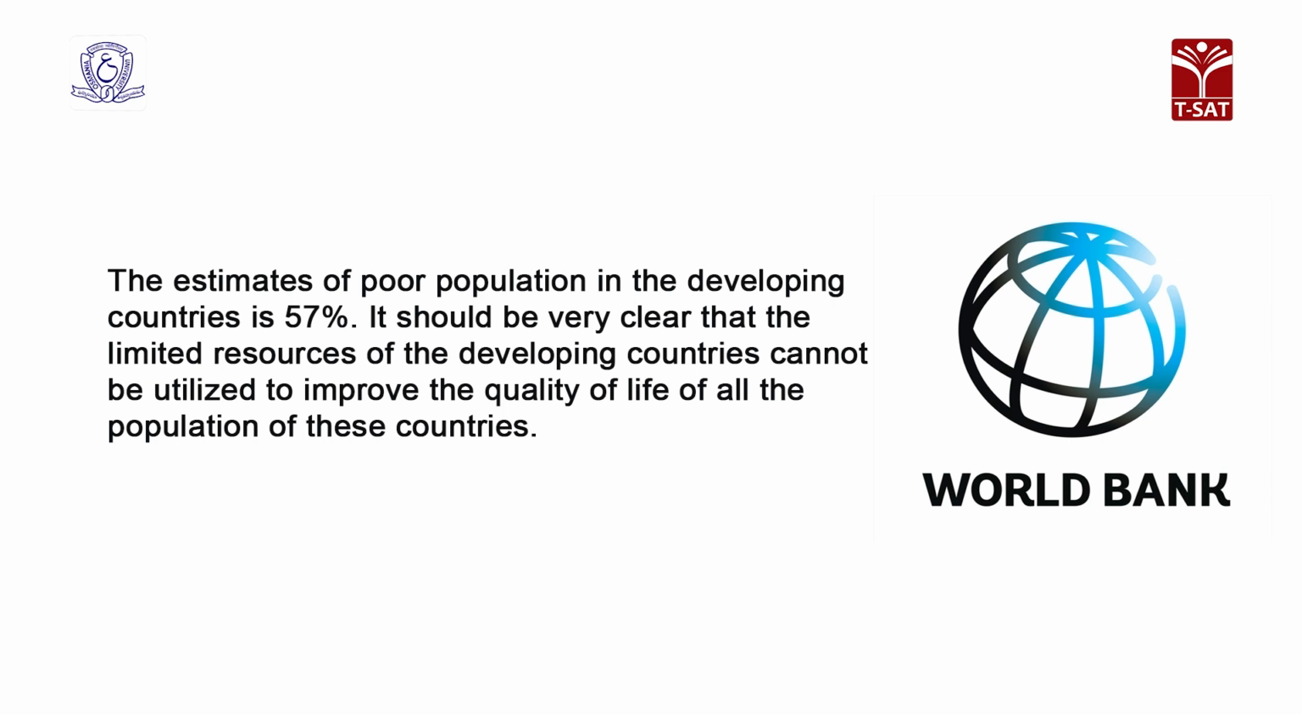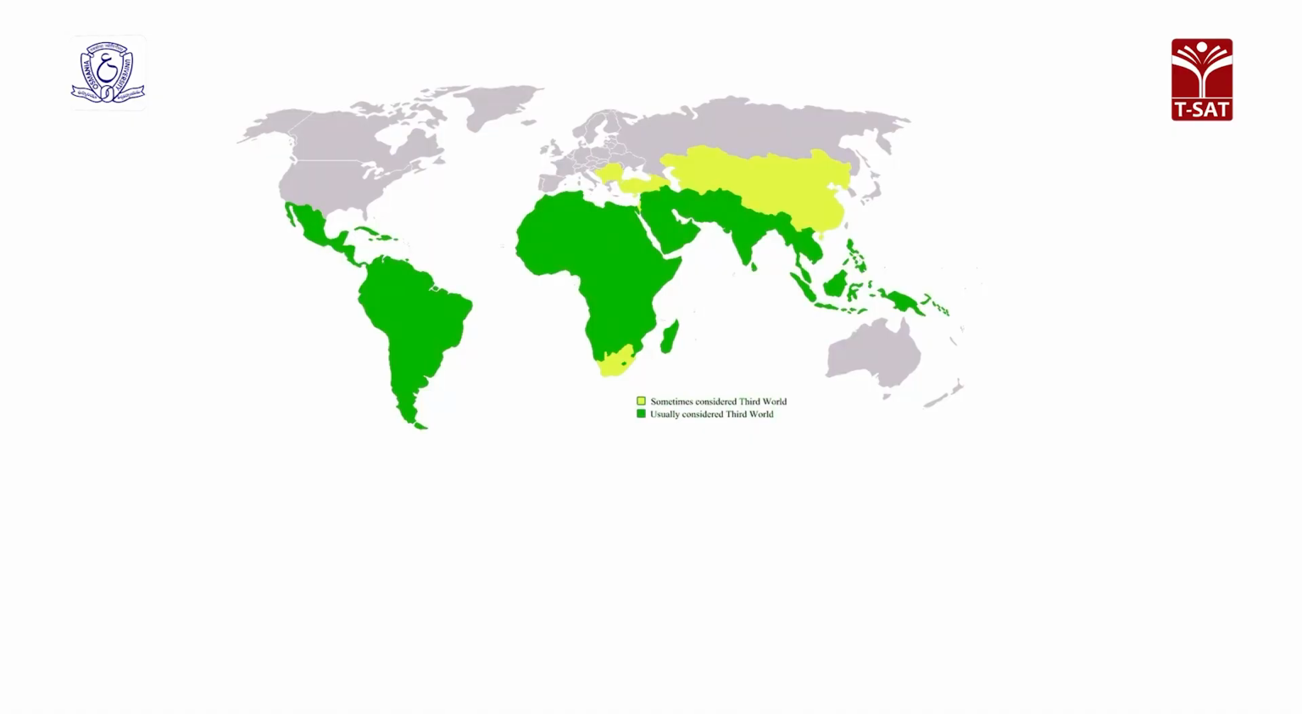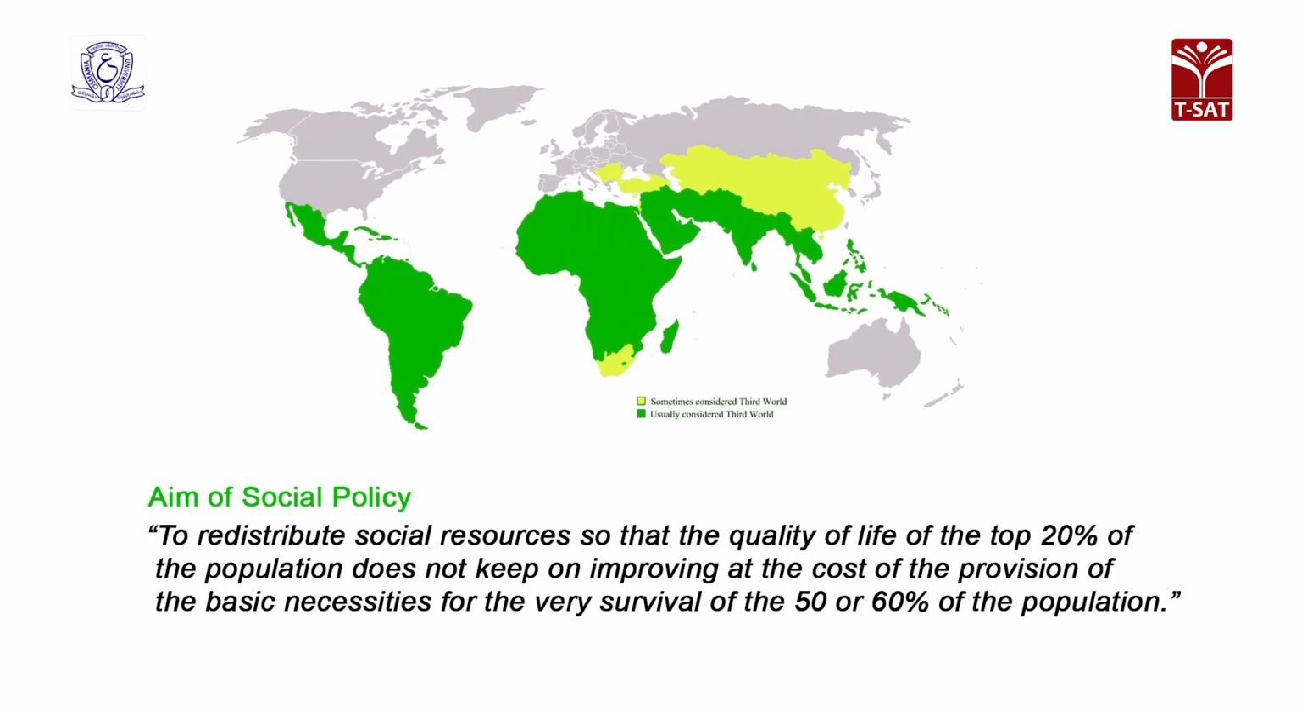So, it should be very clear that the limited resources of the developing countries cannot be utilized to improve the quality of life of all the populations of these countries. It has been very well documented by several studies that the major beneficiaries of development planning in the third world have been a numerically small fraction of the population. So, the aim of social policy should be to redistribute social resources so that the quality of life of the top 20% of the population does not keep on improving at the cost of the provision of the basic necessities for the very survival of 50 or 60% of the population.